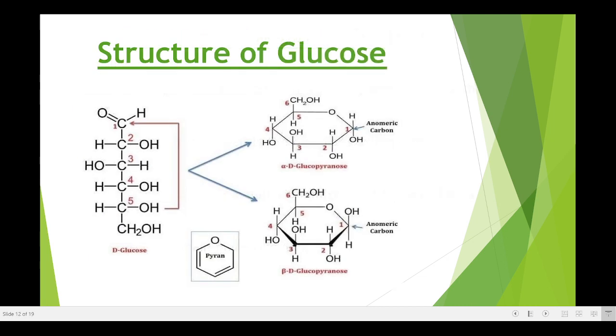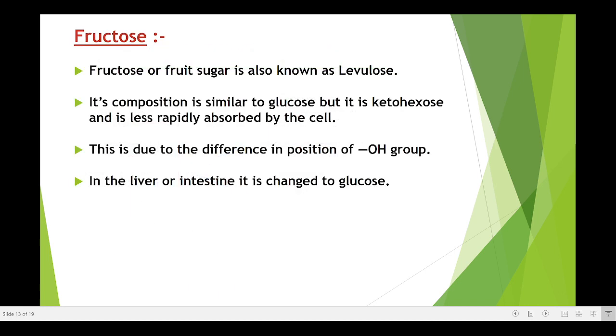In this slide, we can observe the structure of glucose. Here we also observe glucose containing an aldehyde group, meaning the CHO group, and a 6 carbon ring. Hence it is also called aldohexose. Here we can see both Fischer's and Haworth structure of glucose. Next example is fructose. C6H12O6 is the molecular formula for fructose. Fructose or fruit sugar is also known as levulose.